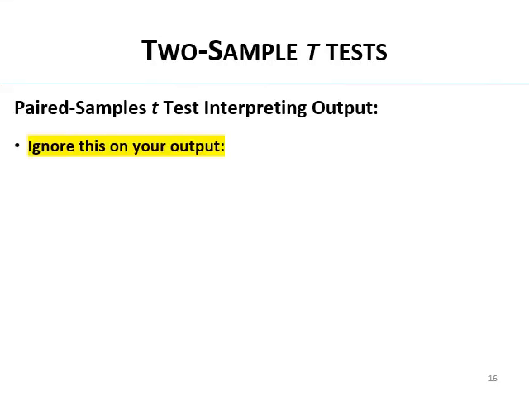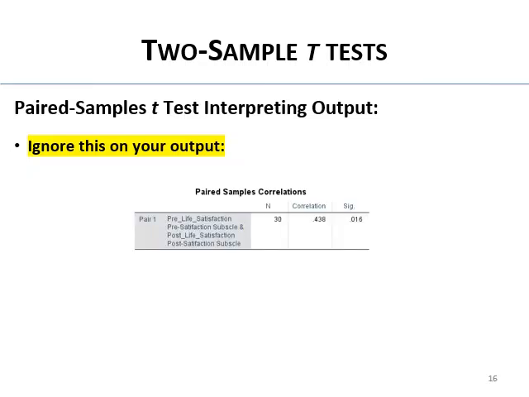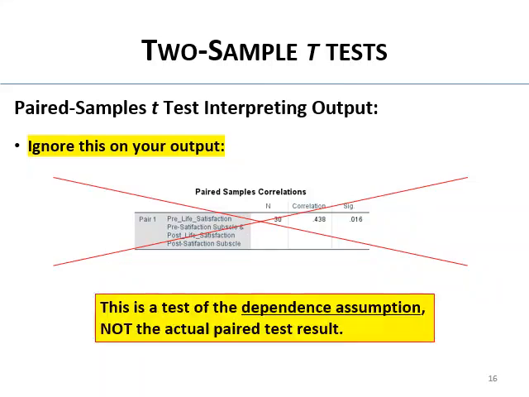So on your output, when you're looking at it for the assignment this week, you want to make sure you ignore this thing, paired samples correlations. This is not the t-test. This is a test of the dependence assumption, right? So dependence: are the scores pre correlated with the scores post. That's what this is. And this is not your paired samples t. So ignore this. It is a test of the dependence assumption, not the actual paired t test result.